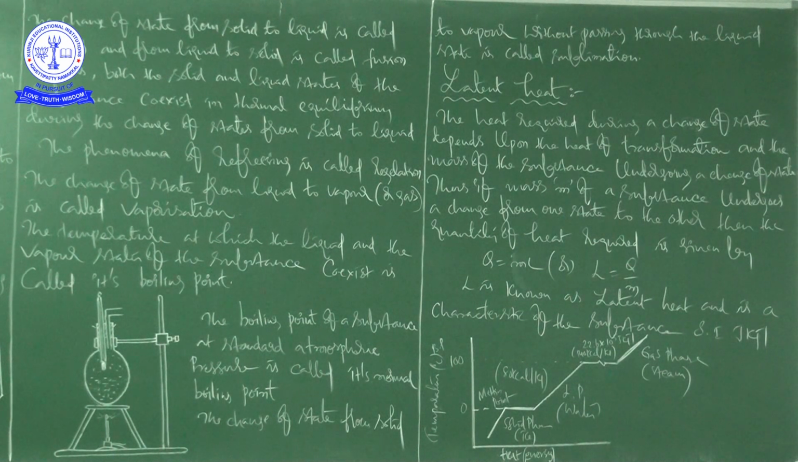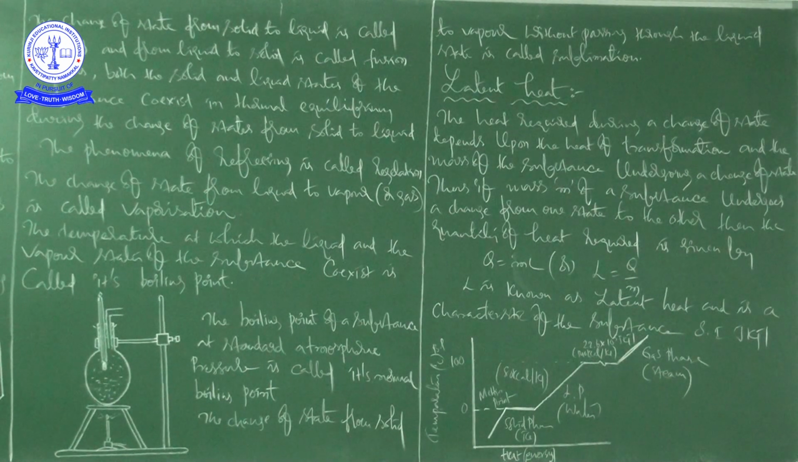For example, if you take a solid material, a solid matter, the amount of heat energy required to change its state from solid to liquid without increasing the temperature is called the latent heat of fusion. Similarly, the amount of heat energy required per unit mass of substance to change its state from liquid to gaseous is called the latent heat of vaporization.